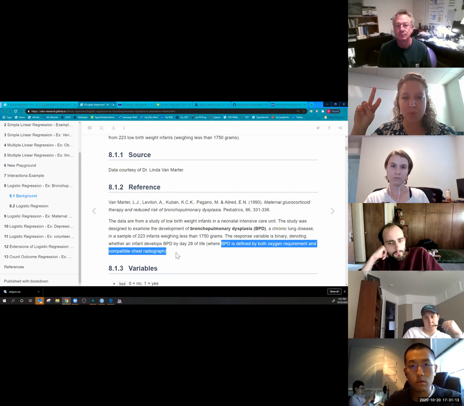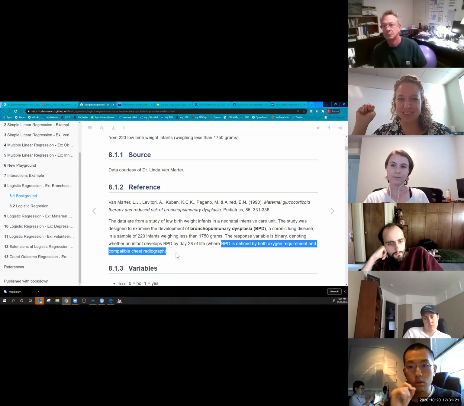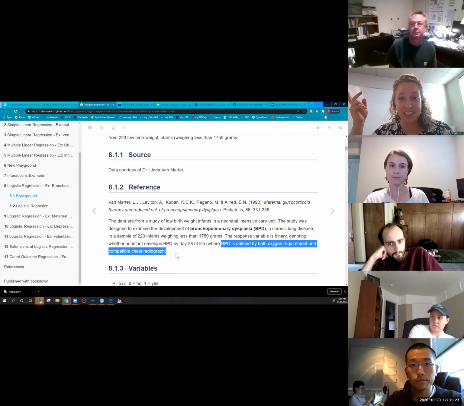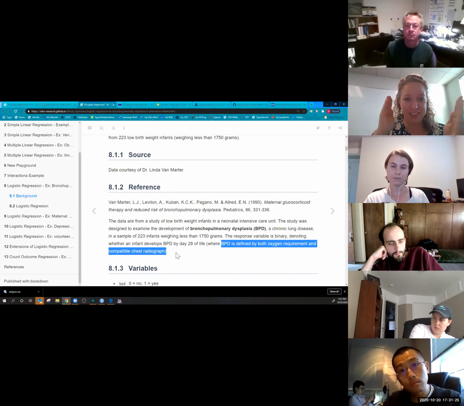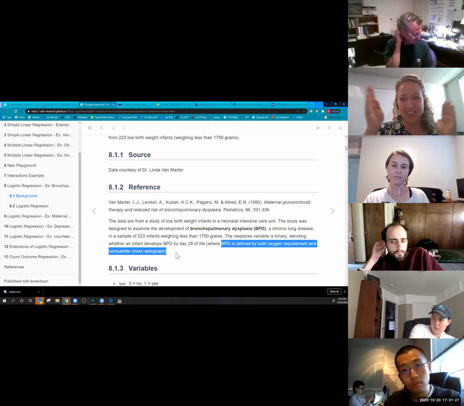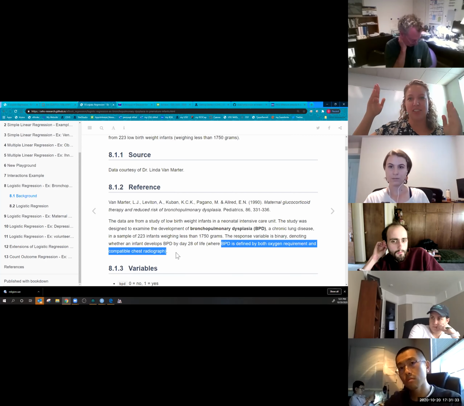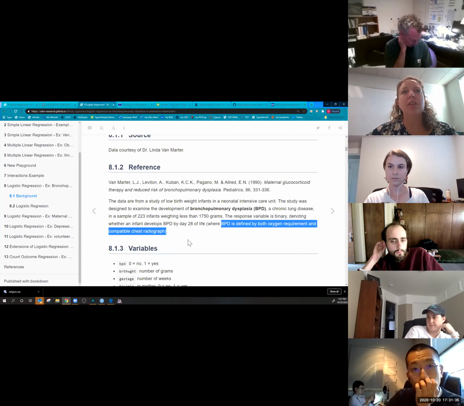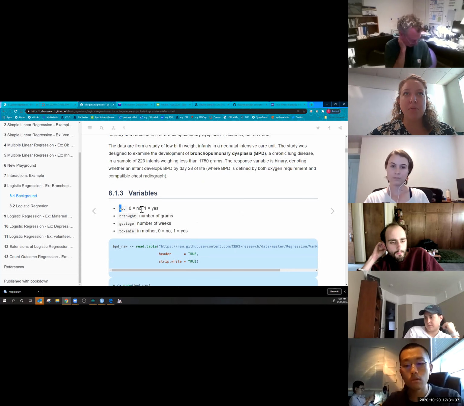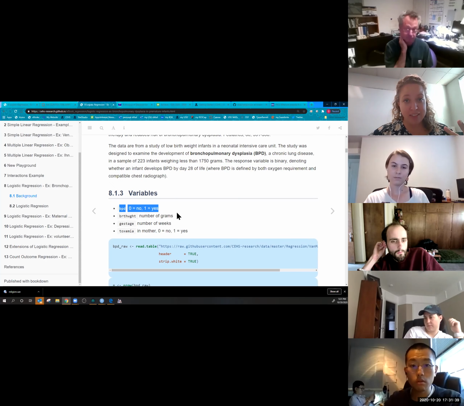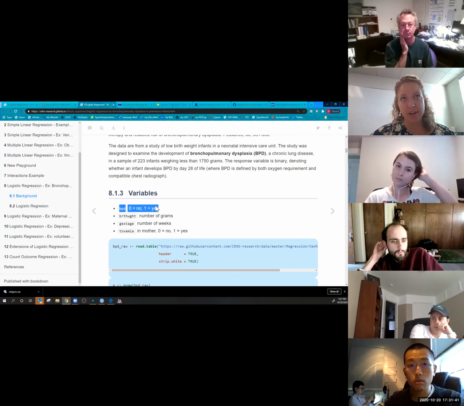Why is this a problem? Why can't we do regular regression with this dependent variable? It's not continuous. It's definitely not continuous. There's only two possible values, yes or no. They have it or they don't. Now, if they're developing it, they're still in the no until they meet the criteria to become a yes. So that's our main variable, BPD. That's our dependent outcome Y variable.